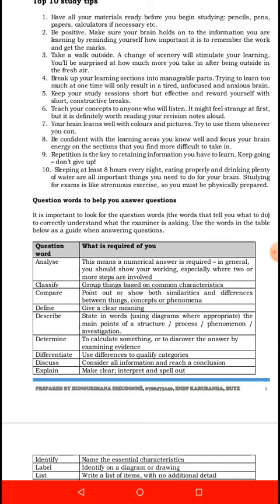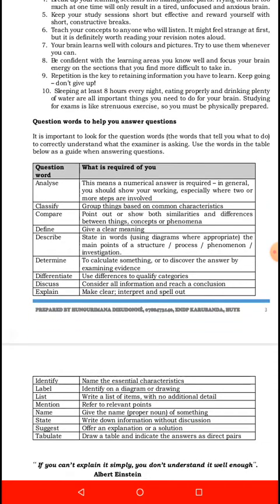There is a question which is classify. If it is classification, group things based on common characteristics. Compare: point out or show both similarities and differences between things, concepts, or phenomena. If it is definition, give a clear meaning. And if it is describe, state in words, using a diagram where appropriate, the main points of a structure, process, phenomenon, or investigation. If it is determine, calculate something or discover the answer by examining evidence. If it is differentiate, use differences to clarify categories.